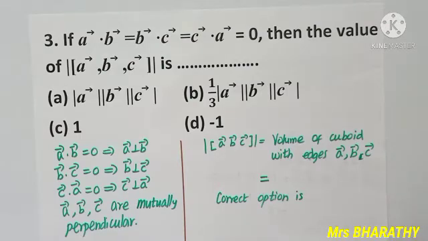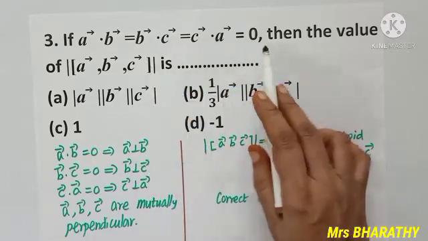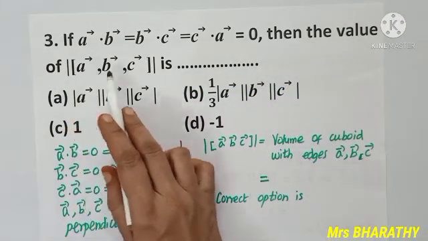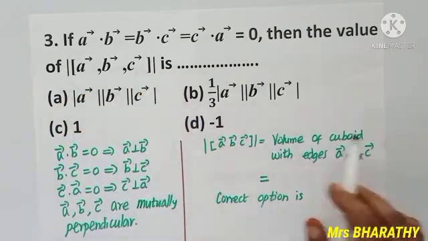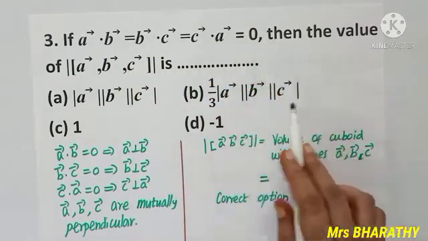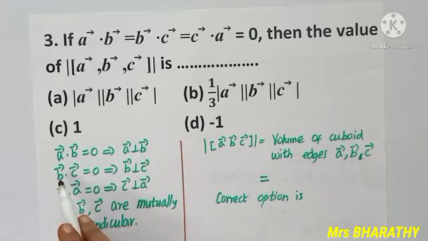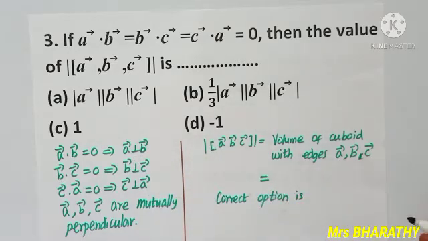Question number 3. If A dot B, B dot C, C dot A are 0, then the value of box product A, B, C, and the modulus is given. If A dot B, B dot C, C dot A are 0, I can declare A perpendicular to B, B perpendicular to C, C perpendicular to A. That is, A, B, C are mutually perpendicular.